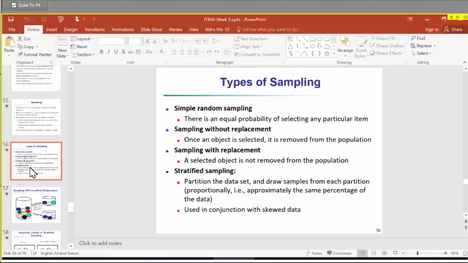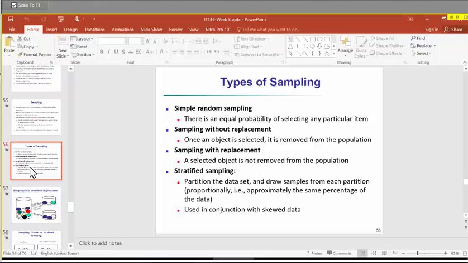The second technique is opposite to sampling without replacement, and it is known as sampling with replacement, where we select some object, and if it is removed, we replace it with another object in the population. If you choose something from 100 and the remaining are 99, then one more thing is added from other data so that it remains 100.